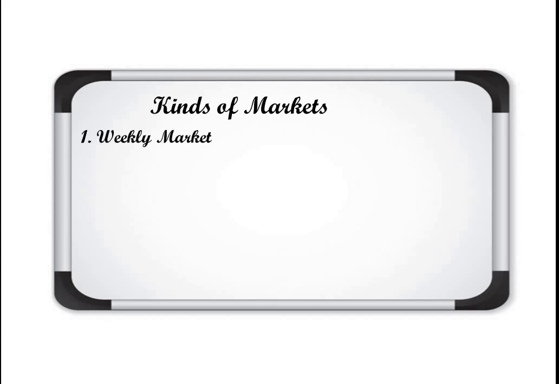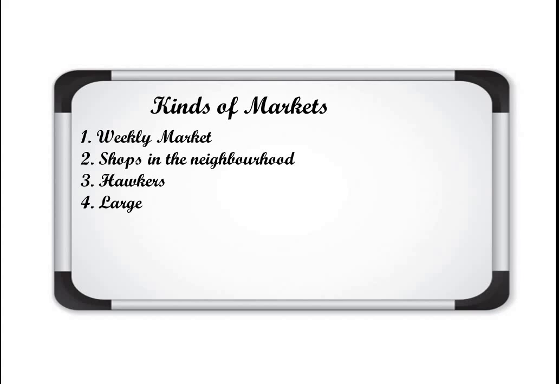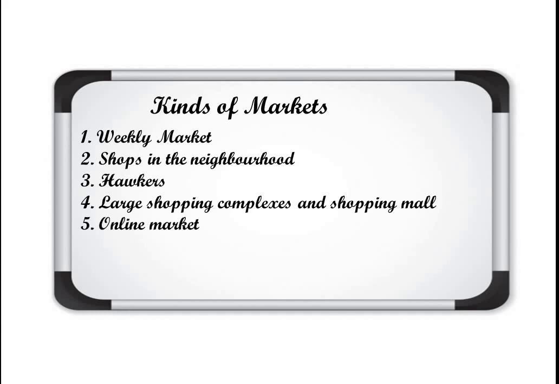Number 1, weekly market. By the name we can easily identify that this is a market which is held once a week. It is known as weekly market. Then number 2, shops in the neighborhood. Near our houses we have different shops from where we purchase different items. So shops in the neighborhood. Number 3, hawkers or the street vendors. Number 4, large shopping complexes and shopping malls. Number 5, that is online market.